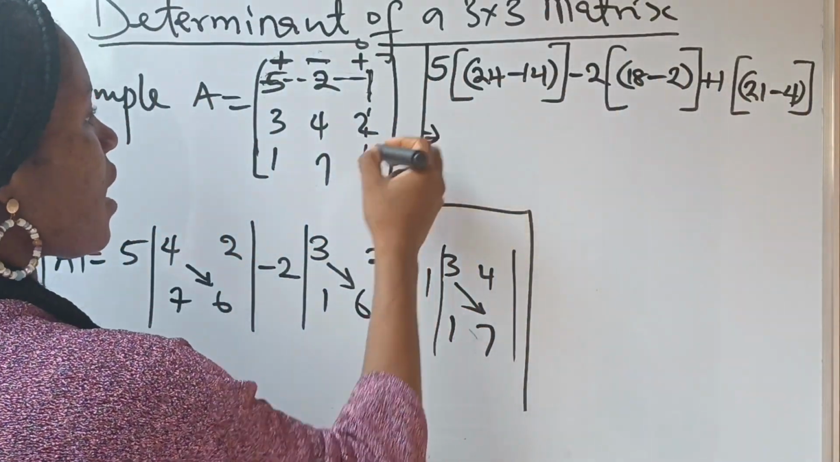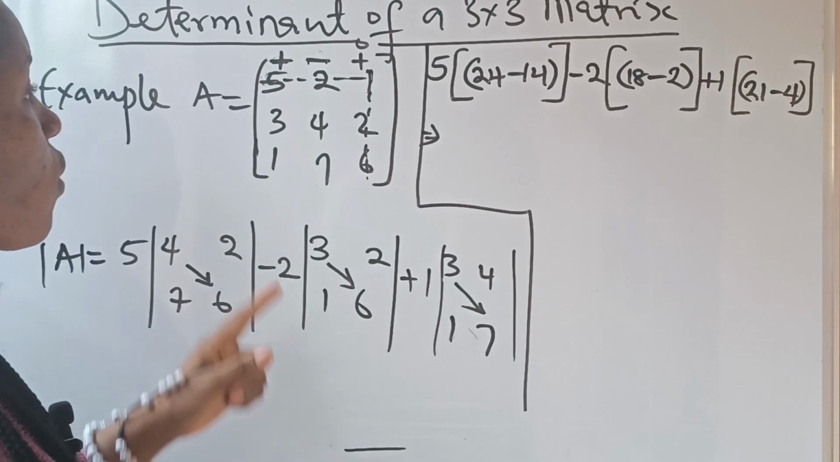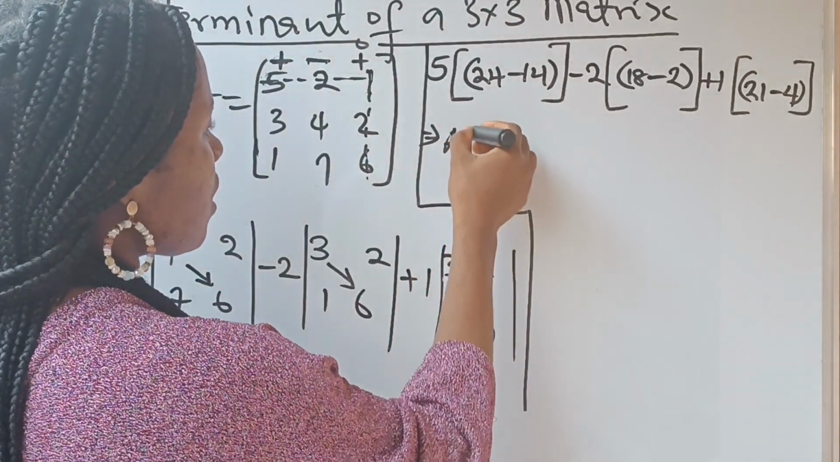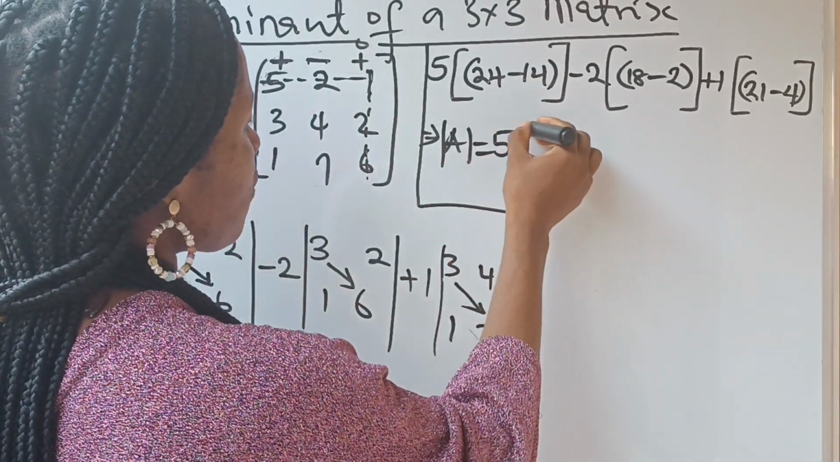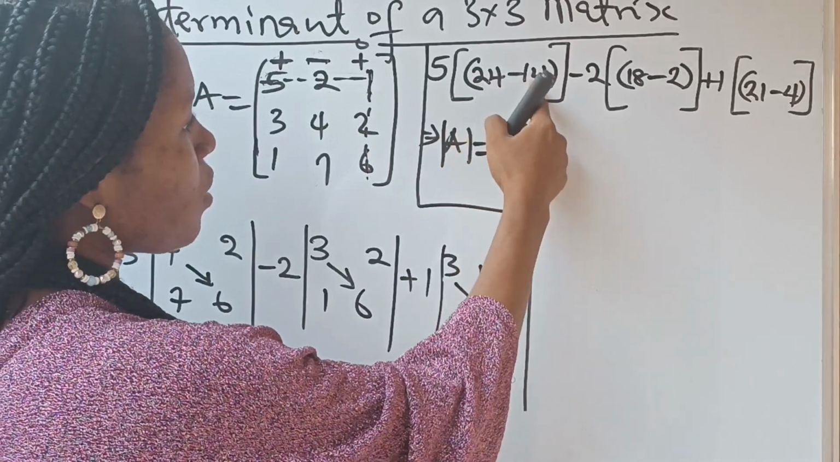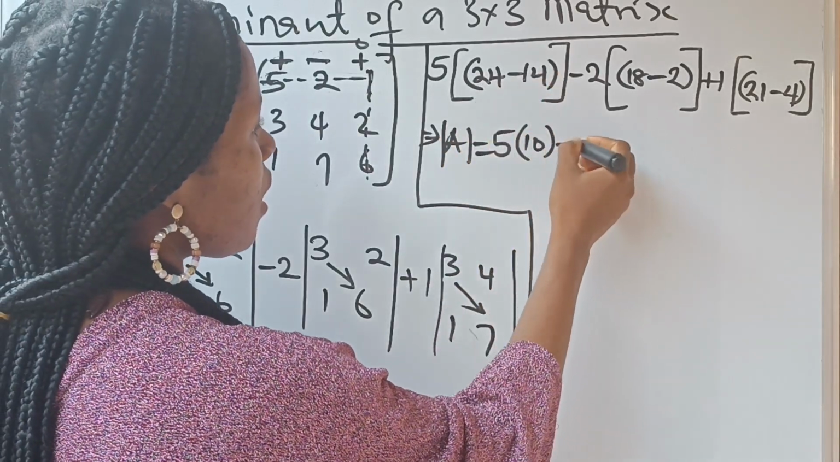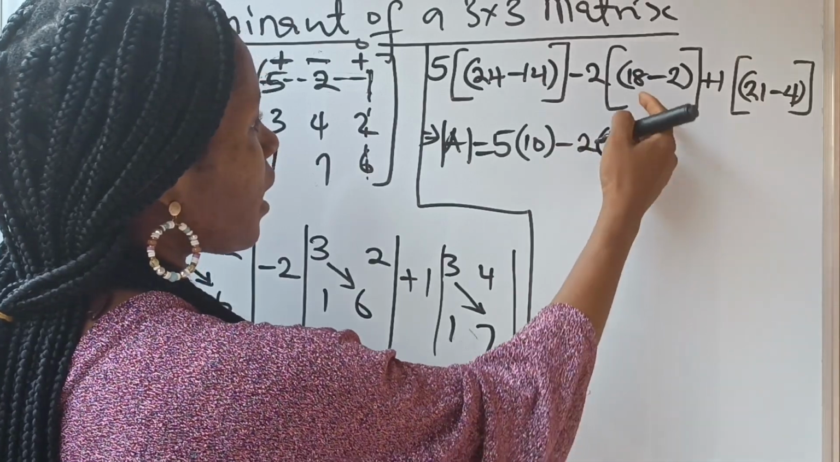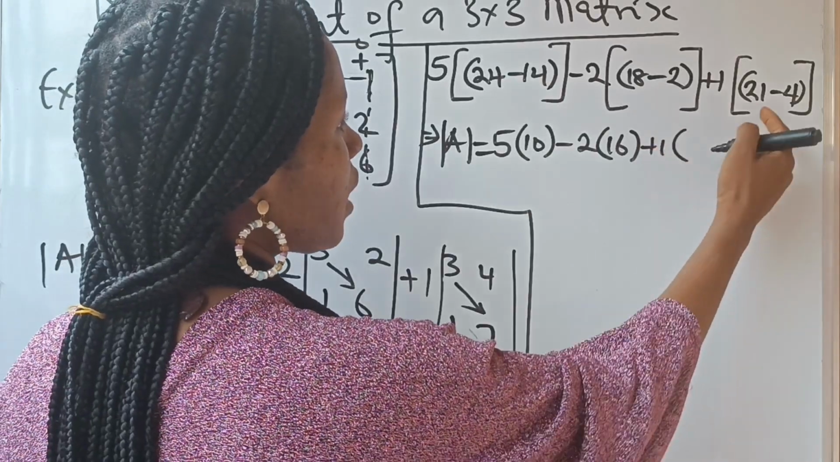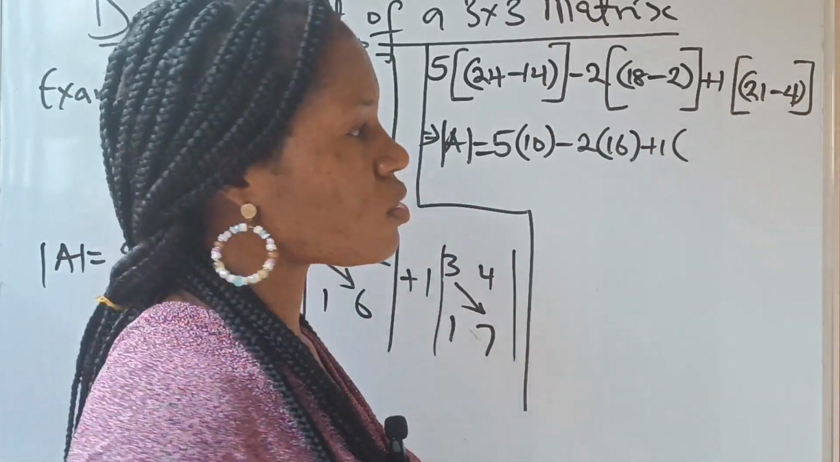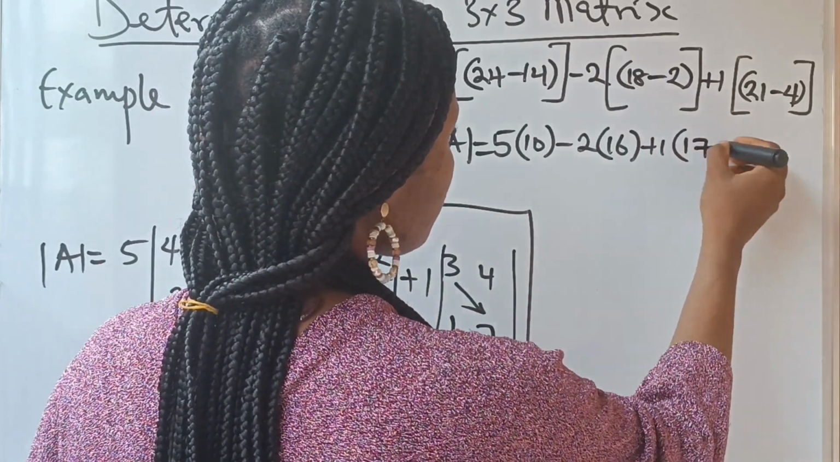Okay, so we go ahead to solve this. Remember, we are looking for what? The determinant of A. This is how it is represented. Determinant of A is equal to 5 brackets, 24 minus 14 is going to give us 10. Then minus 2 brackets, 18 minus 2 will give us 16. Plus 1 bracket, 21 minus 4 is going to give us 17.